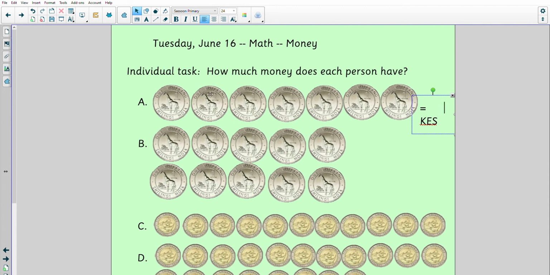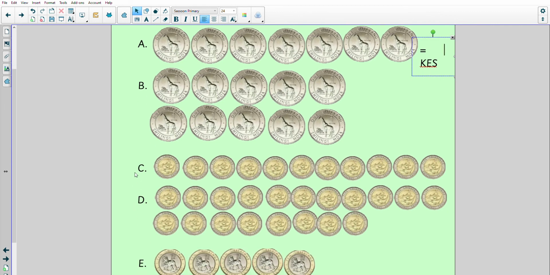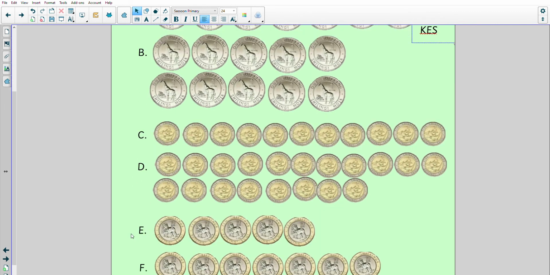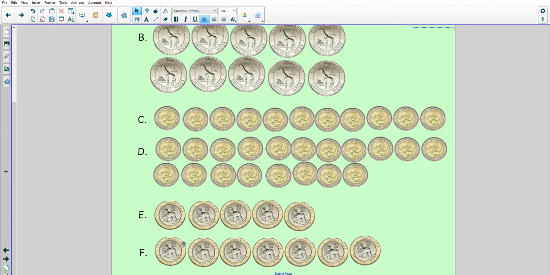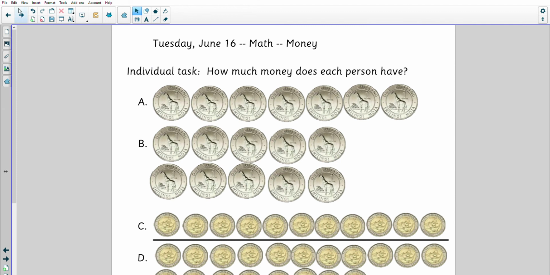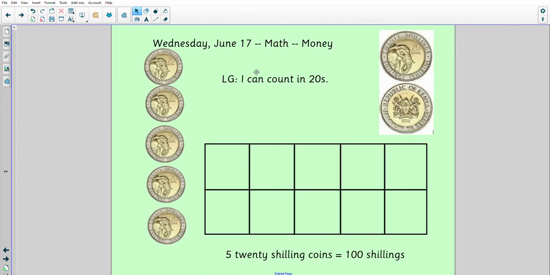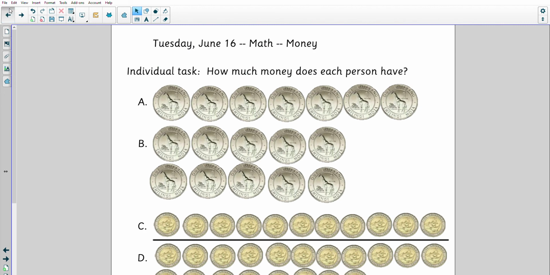Today you'll be counting in 1s with A and B, in 5s with C and D, and in 10s with E and F. Don't worry, I will also post your individual task as JPEG files on the Class Dojo class feed. Tomorrow, we'll be learning more about counting in 20-shilling coins. Those are a bit trickier. We know how to count in 2s, but we haven't learned to count in 20s yet. So, don't worry about that for today.